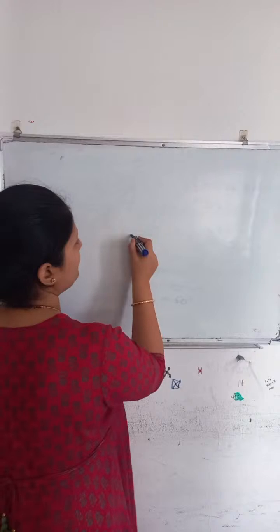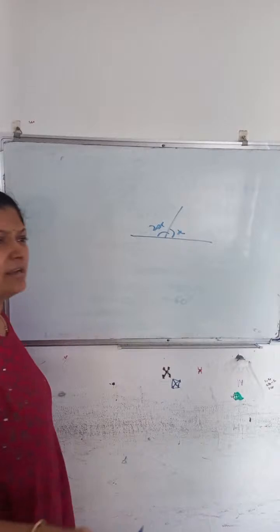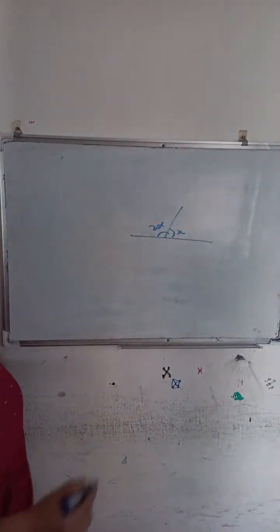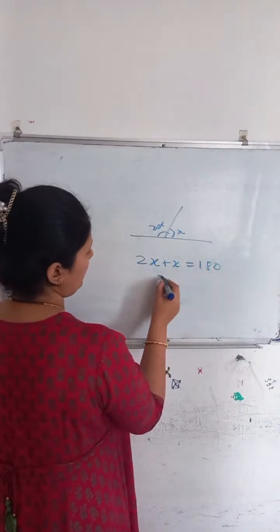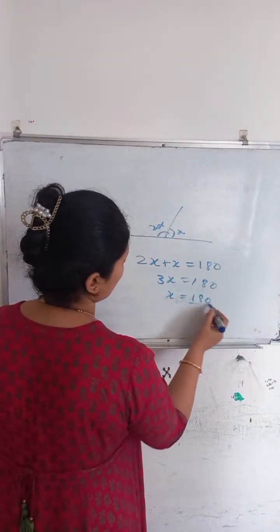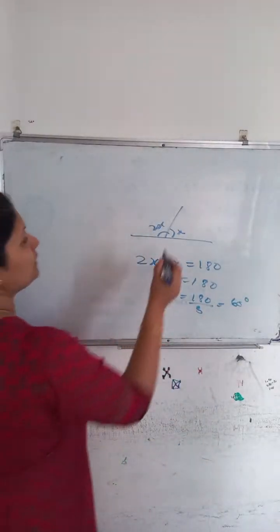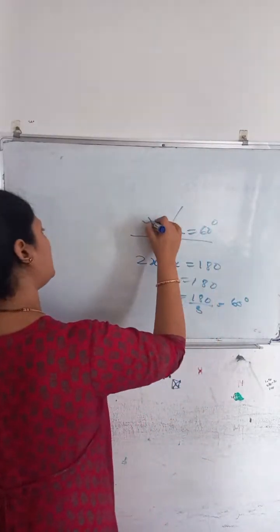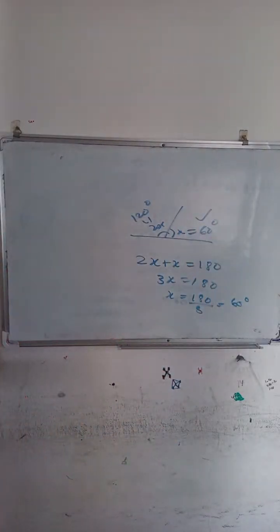Linear pair, that means one is 2x and another is x. If one angle is x, then double of that is 2x. And if they are in a linear pair, then 2x plus x, linear pair angle is 180. So 3x is equal to 180, so x is 180 by 3, which is 60. So this angle is 60 and this angle is 120. The smaller is 60 degrees. That's it. According to this, option D is the correct option. Getting?